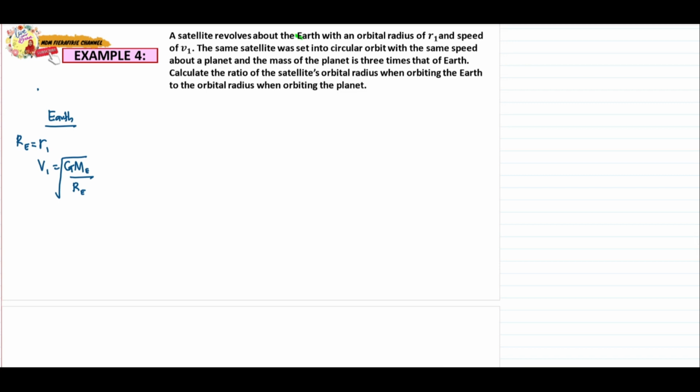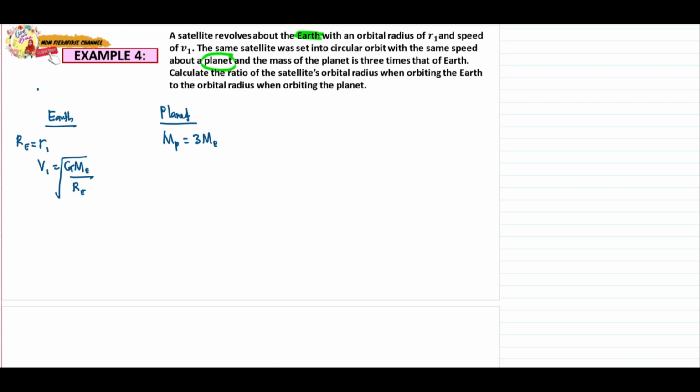Okay, we have two cases. One is about the Earth, and this is the story about a planet. The satellite revolves around a planet, the same satellite. So I will put planet here. And the mass of the planet is 3 times that of Earth. So given that the mass of the planet is equal to 3 times the mass of the Earth.